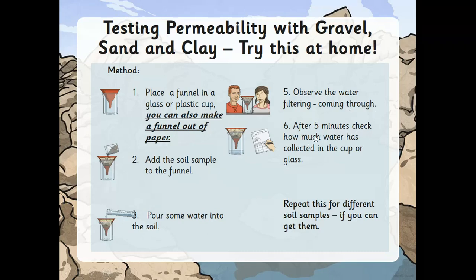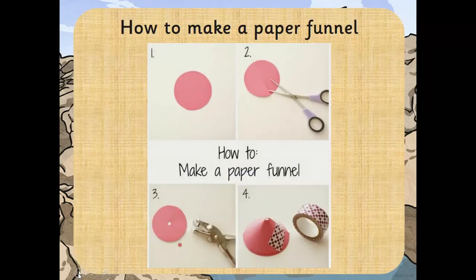After 5 minutes, check how much water has collected in the cup or glass. Repeat this for different soil samples if you can get them. And I've just put a little picture here of how you can make a funnel. You can stop this and have a look.